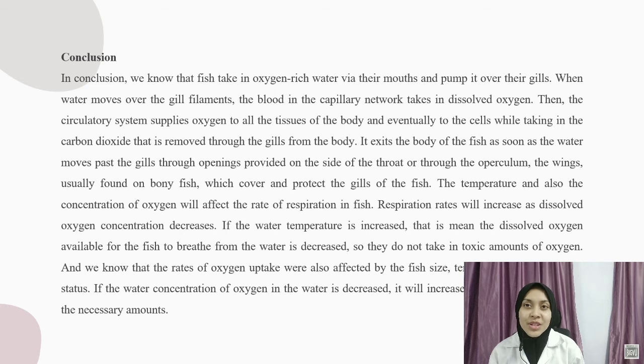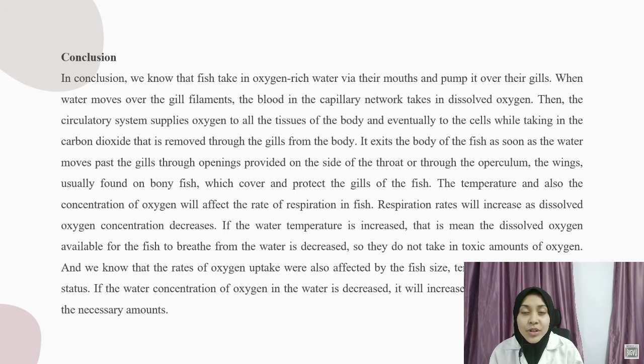In conclusion, we know that fish take in oxygen-rich water via their mouth and pump it over their gills. When water moves over the gill filaments, the blood in the capillary network takes in dissolved oxygen. Then the circulatory system supplies oxygen to all the tissues of the body and eventually to the cells, while taking in the carbon dioxide that is removed through the gills from the body.